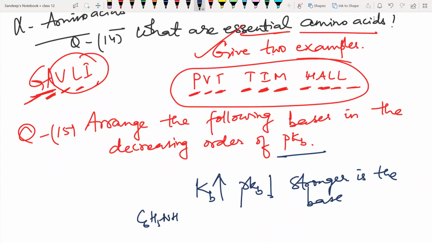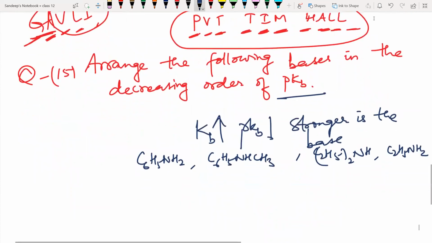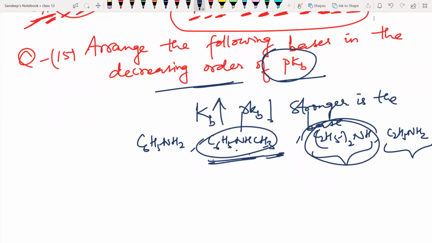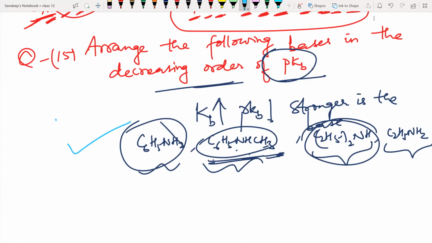So it is aniline, which is a poor base. This is N-methyl aniline, (C2H5)2NH and C2H5NH2. Aromatic amines are actually poor bases. Here one methyl group is there, which will increase the basic strength. In decreasing order of pKb, the lower the pKb, the stronger the base. So this will have the lowest pKb, then this, then this, then this. This will have the highest pKb, almost 9.38. You can see the data in the NCERT book or Telugu Academy book.